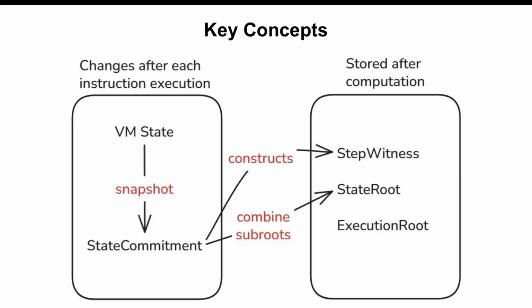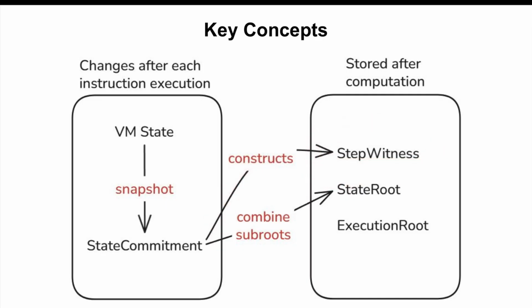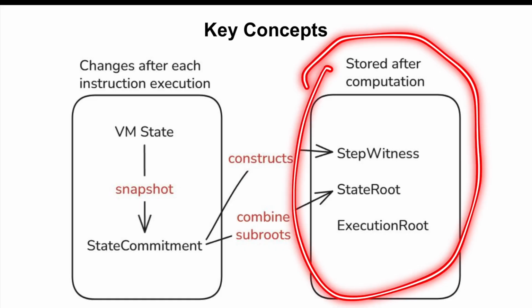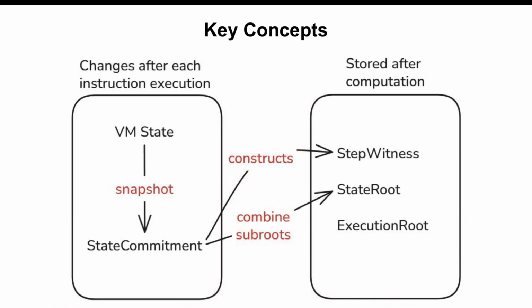So right after we create the state commitment, we construct the StepWitness for the next step, and we combine all the subroots to create the state root of k and the step witness k, and in the end we create an execution root using all of these state roots. But these are the structures we store. The other structures are gone forever after the next step of the WebAssembly execution.